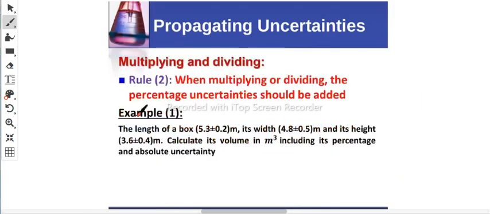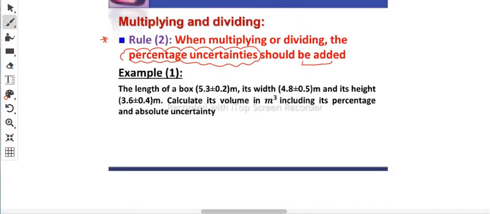Now, the last thing that we need to learn for today is how we can propagate the uncertainties in the case of multiplying and dividing. If you are multiplying or dividing, I have rule number 2. When multiplying or dividing, the percentage uncertainties should be added. So I'm going to add the percentage uncertainties, not the absolute. So let's learn how we can apply that.